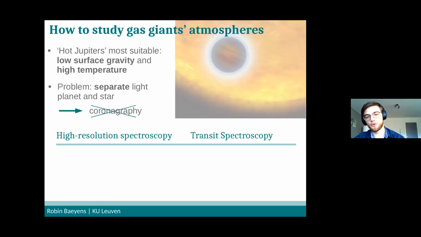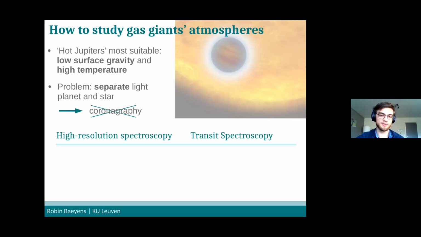For these planets, unlike the techniques that we heard about in last week's seminar, we cannot use coronagraphy, so no direct imaging. We have to separate the light from the planet and the star in a different way. There are two main techniques to do that: high resolution spectroscopy and transit or transmission spectroscopy.